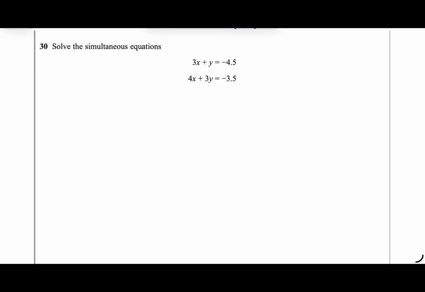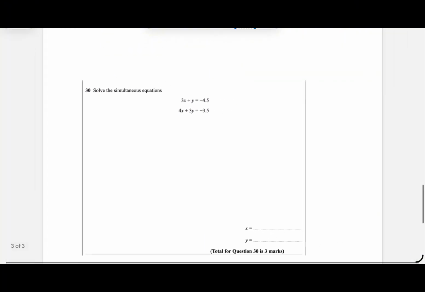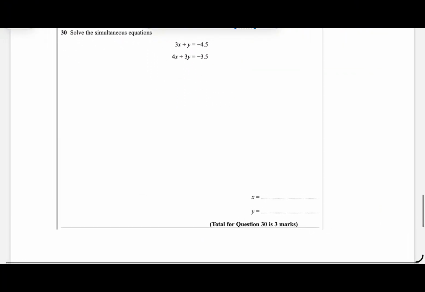Hello. So in today's video, we will be solving question 30 on the GCSE Maths Foundation Paper 2. It is a simultaneous equation question, so if you were able, pause the video and have a go. The question asks us to solve for x and y, as we can see.